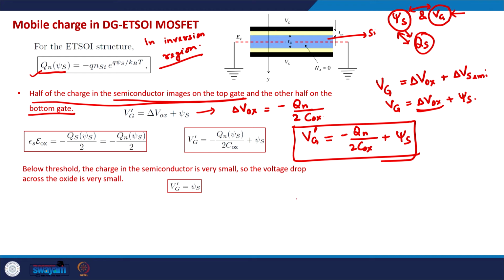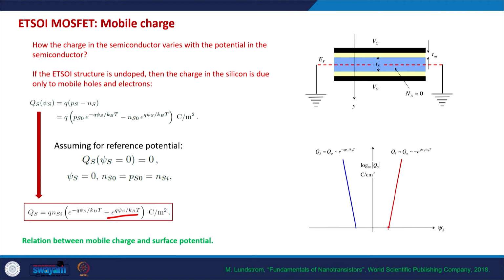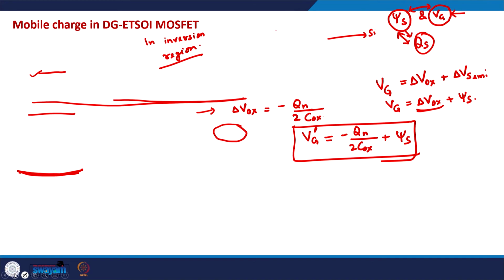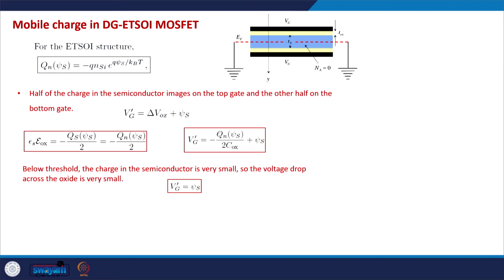And one of the most important regions of MOSFET operation is the subthreshold region. As we have also seen in the previous plot, in the previous slide, this is the threshold condition. Below this, the charge is also insignificant. So below threshold here, what happens is that even this charge is 0, and what we can say is that Vg prime is equal to psi s.